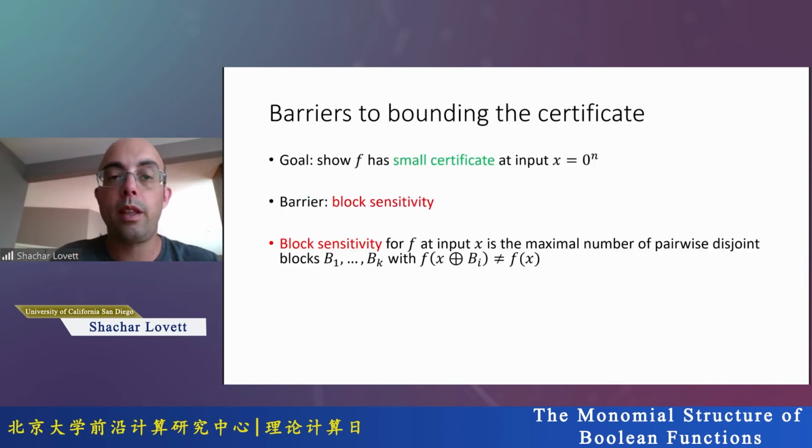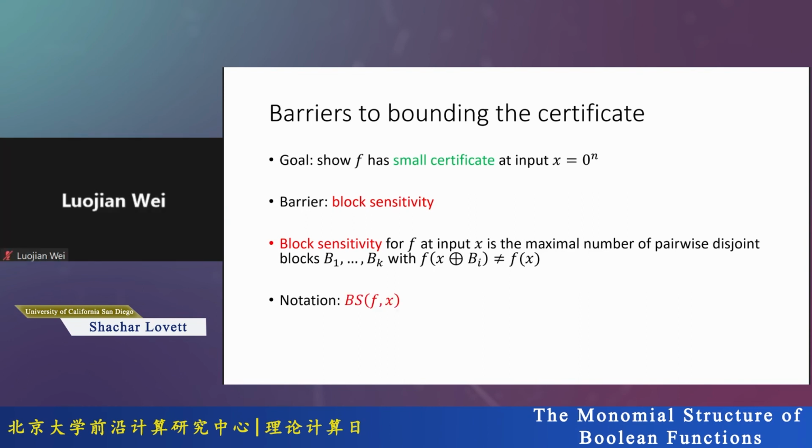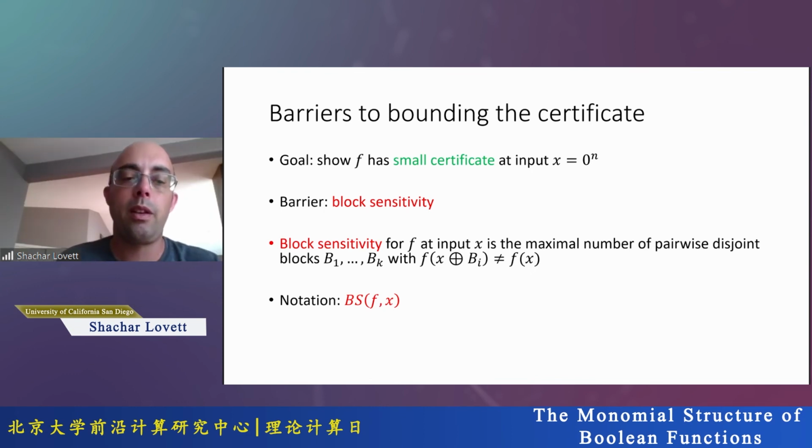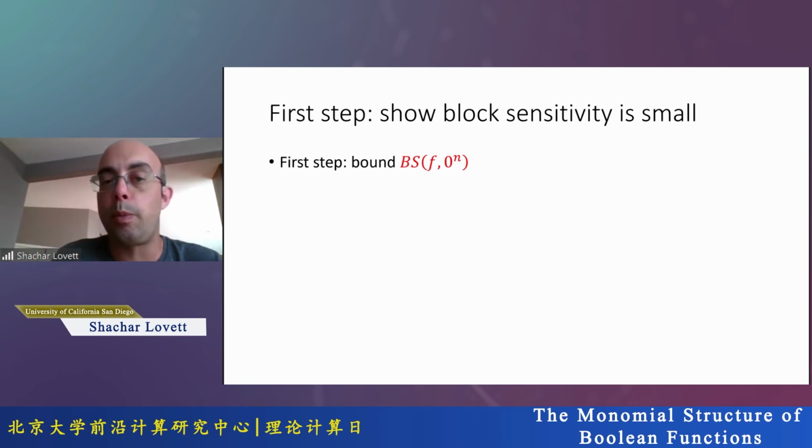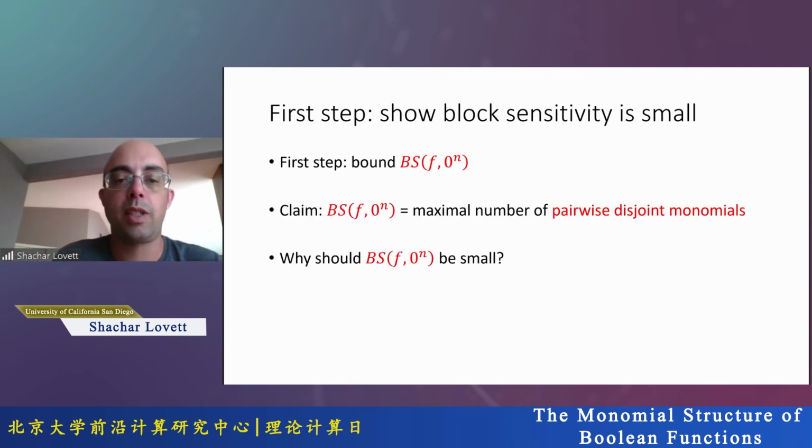And there is another very well studied notion called block sensitivity that I'm going to slightly speed through, that is basically an obstacle. Block sensitivity says that you have many disjoint blocks, but flipping them flips the value of the function, and it's well known that block sensitivity at any input is a lower bound for the certificate. We want to show that the certificate at zero is small, so we do it in several steps. First we prove that the block sensitivity of this polynomial is small at zero, using classical tools from Boolean function analysis. So we're going to skip through that.